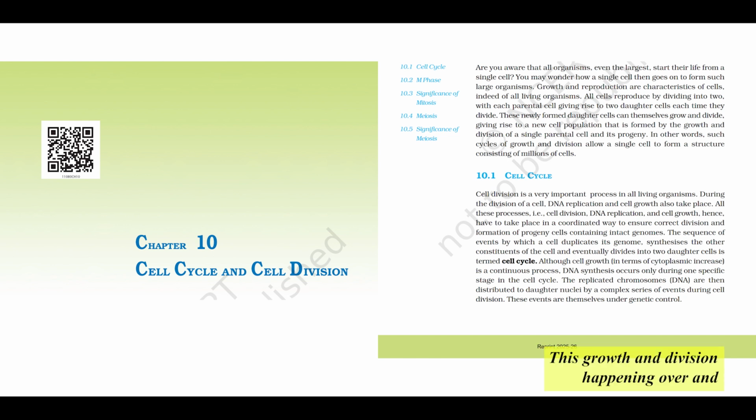Exactly. This growth and division happening over and over allows that single cell to form structures consisting of literally millions of cells. It's the basis of multicellularity. So if we want a precise definition, maybe for board exams, the cell cycle is the sequence of events by which a cell duplicates its genome, synthesizes other cell constituents like proteins and organelles, and eventually divides into two daughter cells. That definition covers all the key aspects.